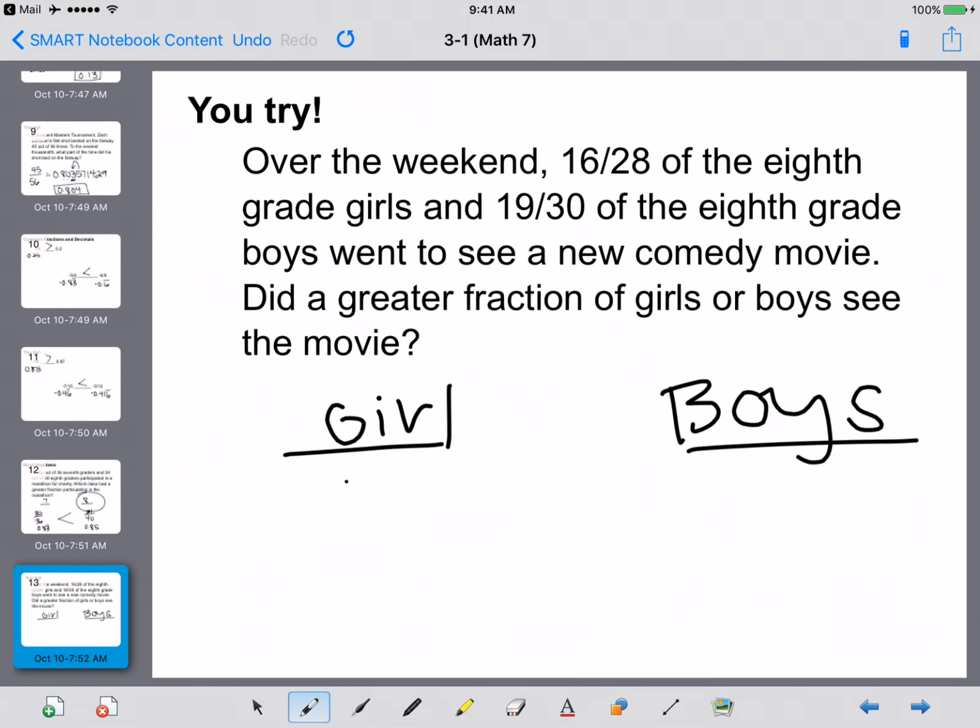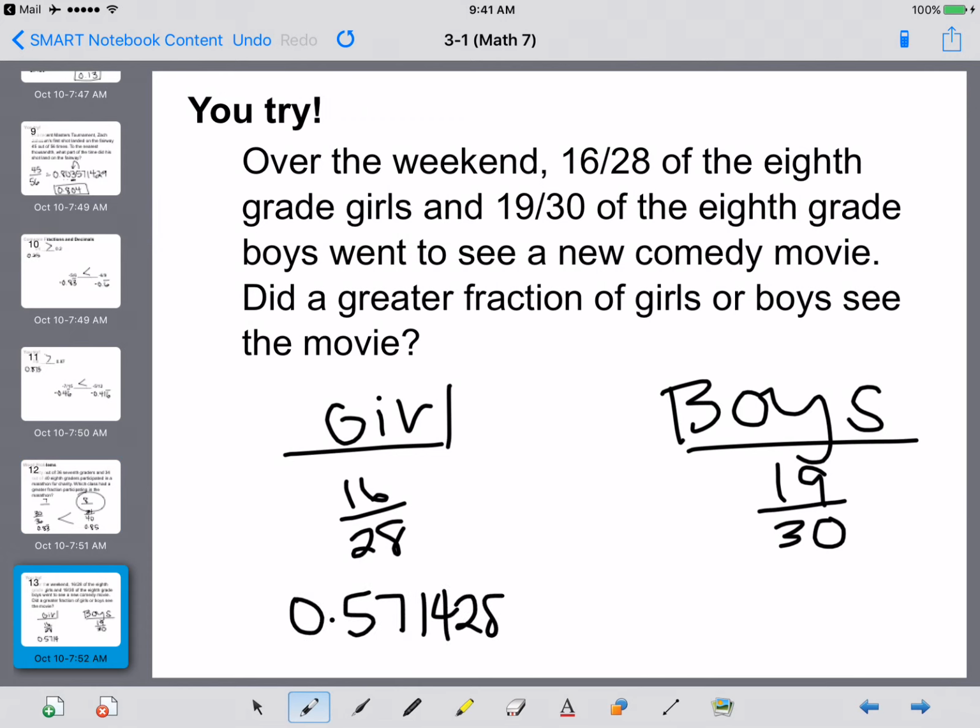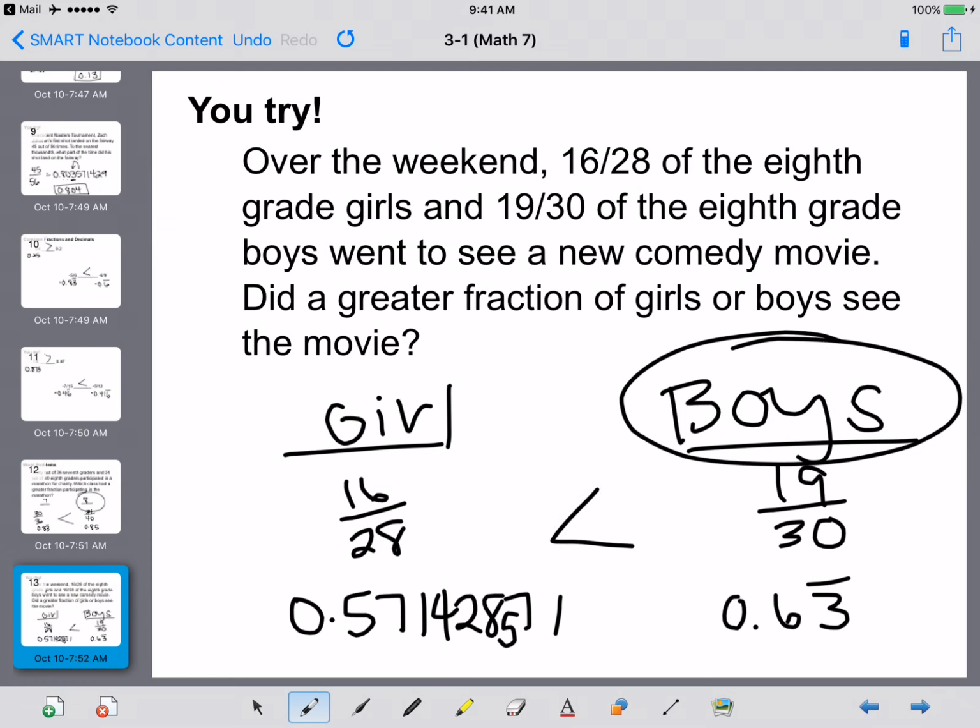So our fractions for girls, 16/28 and boys 19/30. Let's turn them into decimals. So 16 divided by 28 gets us 0.571428571. Our boys, 19 divided by 30 gets us 0.63 repeating. 0.6 is bigger than 0.5. So a greater fraction of the boys went to see the movie.